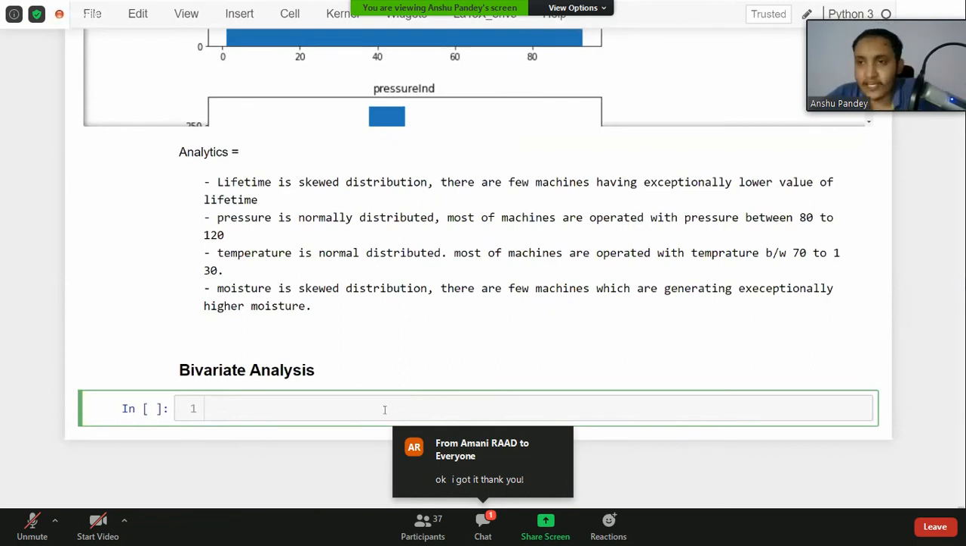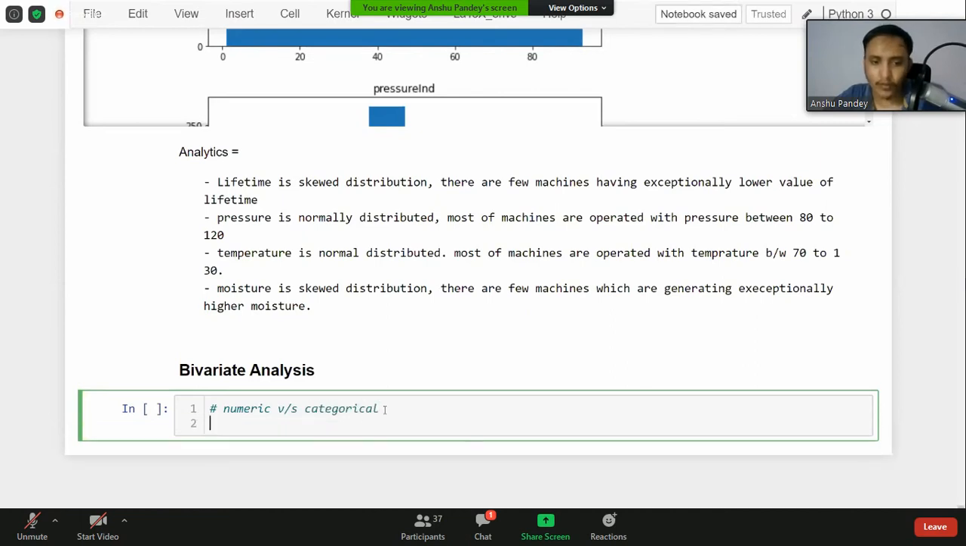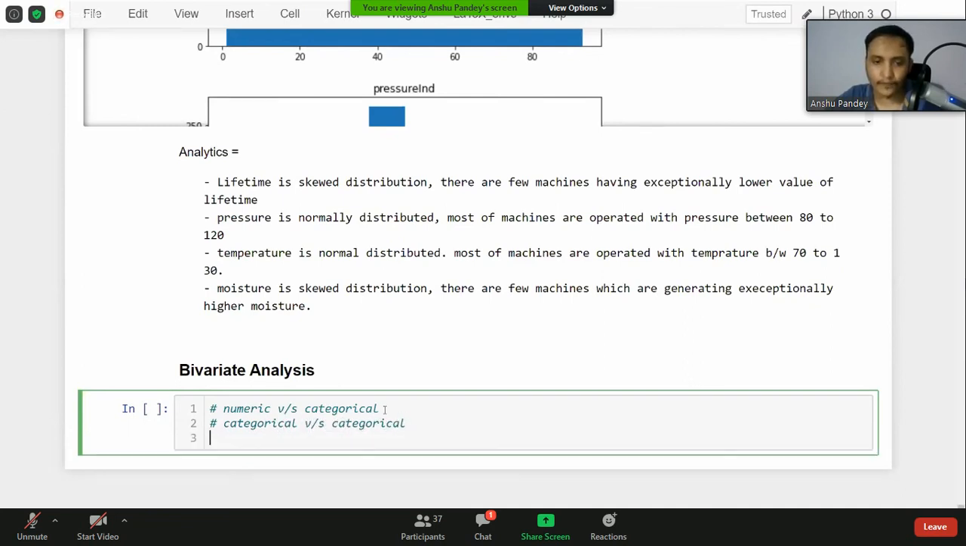So now we're going to be shifting to the idea of bivariate analysis, and this is where we look at how to assess how a particular factor is impacting the other factor, right? And this is going to be interesting. In bivariate analysis, you may want to compare two attributes together. You may want to compare a numeric versus a categorical. The other could be categorical versus categorical, as our target is categorical. And the other could be numeric versus numeric. We don't have a situation of numeric versus numeric, so we'll not be looking at that.